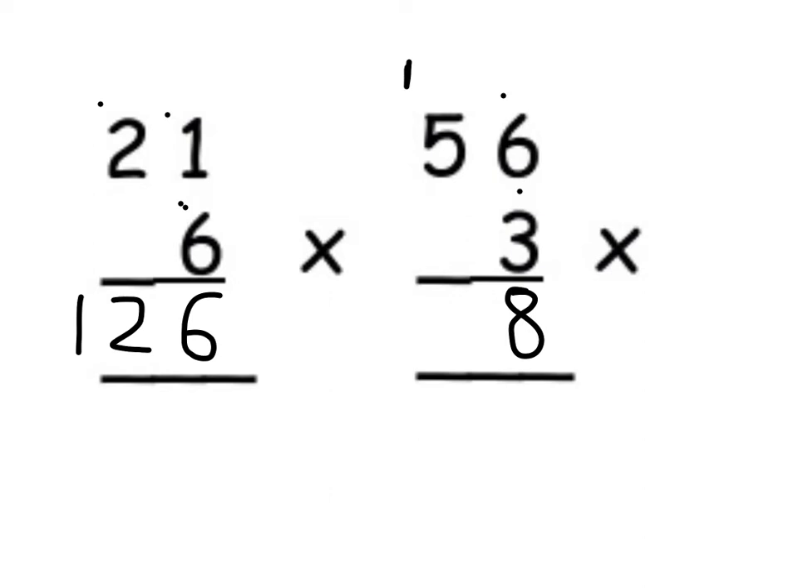Now 3 times 5 is 15, but remember I need to add on my 1, so I get 16. So I put the 6 below the 5 and the 1 next to it. So the answer to that one is 168.